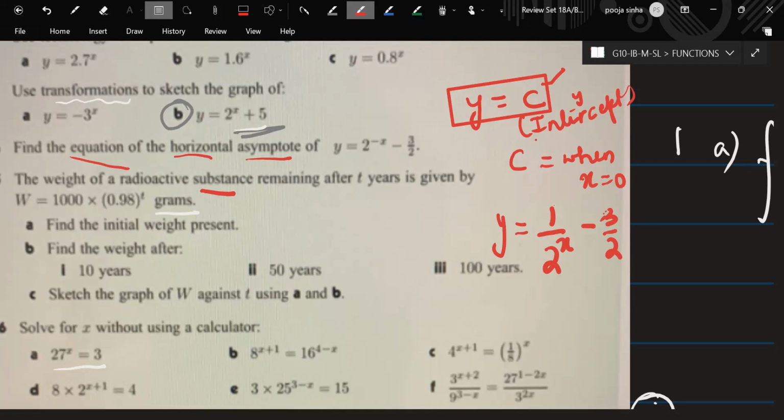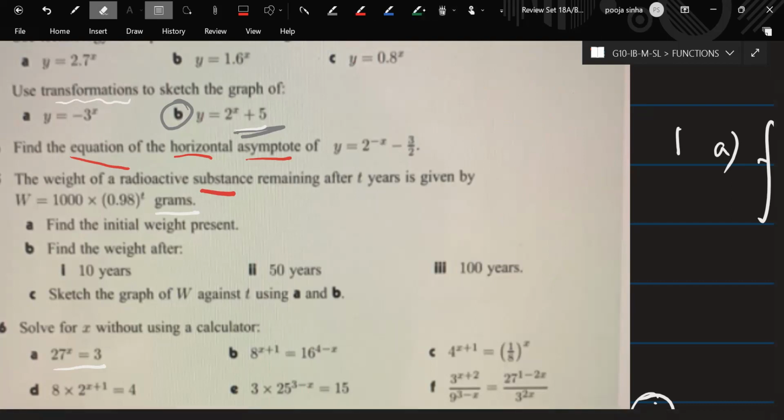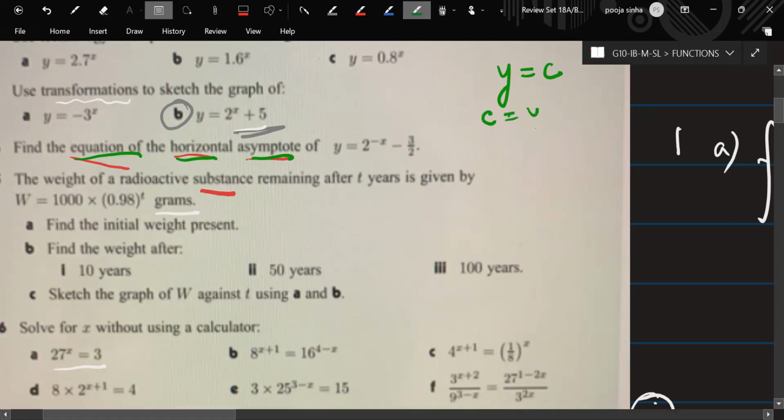Wait, Miss, can you do that again? Yes, I understand. Okay, just see once more. First thing, when it says find the equation of a horizontal asymptote, you have to answer in this way. The answer will be y is equal to c. What is c? c is the y-intercept. But Miss, how do we find the value of that y-intercept? We're finding the asymptote, not the y-intercept.